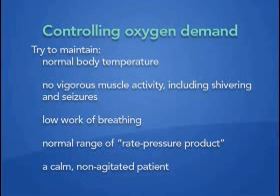So how can we control the oxygen demand of the body? We do this by maintaining normal body temperature and avoiding vigorous muscle activity, including shivers, seizures, or agitated movement. We also try to maintain a low work of breathing and keep the rate pressure product within normal range. In other words, we are striving for a calm, non-agitated patient.